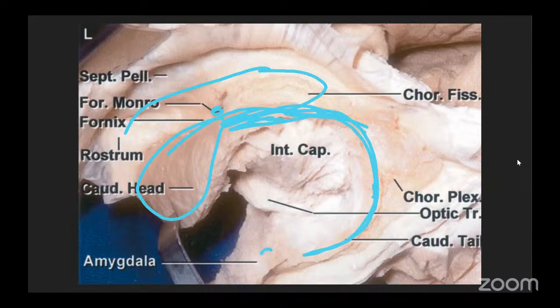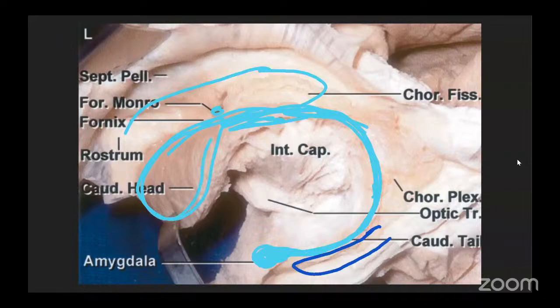And we have the amygdaloid nucleus here. There is the temporal horn right here. It's not visible in this picture, but there is temporal horn right underneath it. So it becomes part of the roof of the temporal horn, goes anteriorly, merges with the amygdaloid nucleus anteriorly. So this is an entire circuit.